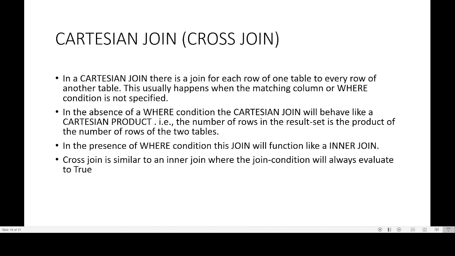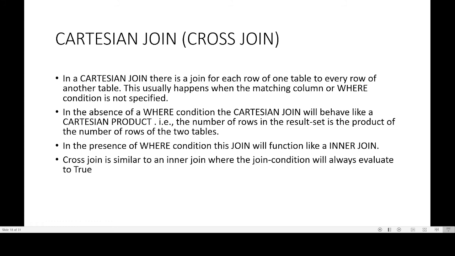For example, if you have 3 rows in the first table and 4 rows in the second table, then the total number of rows present in the result will be 3 into 4, that is 12 rows. If there is no where condition present, it is a Cartesian join, and it will take all the combinations of the rows. In the presence of a where condition, this join will function like an inner join. So cross join is similar to inner join, where the join condition will always evaluate to true.